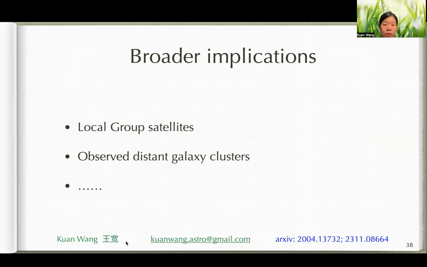Our findings can also be applied to galaxy clusters, where we can explore observational proxies of the dynamical history of these galaxy clusters. So thanks for listening, and I'm happy to take questions and discuss possible applications of this work.